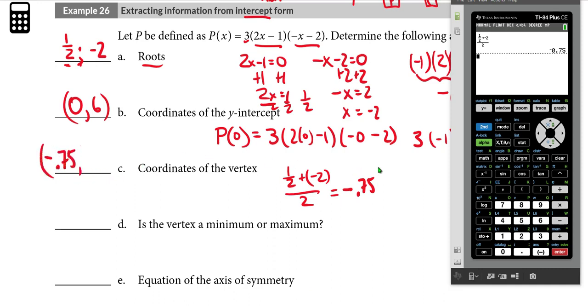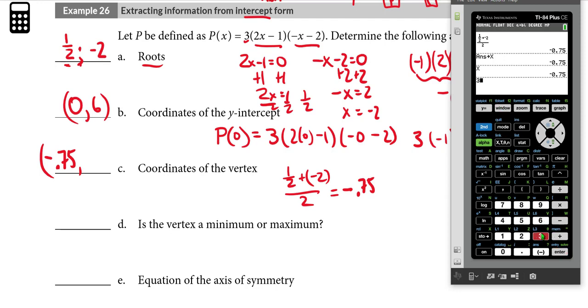How do I find my y coordinate? I just plug that negative 0.75 into the function. So how do I want to do this? I'm going to do this with the store function. I'm going to store that negative 0.75 in my x key, and I'm going to hit enter. So now this x key has the value negative 0.75.